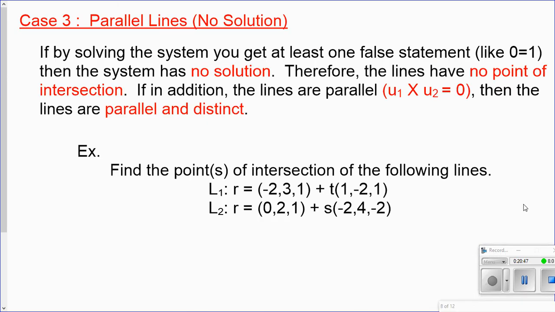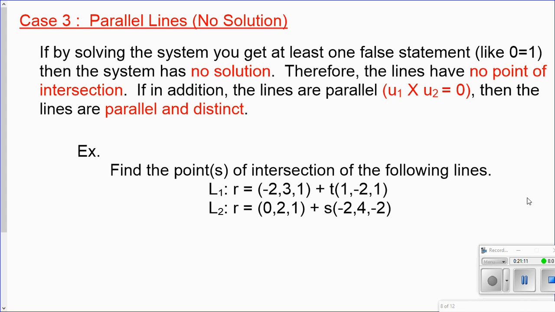Okay, moving on. The third case is parallel lines. The two lines are parallel. They'll be separate lines, so they'll be parallel and distinct. In this case, there's going to be no solution. So this happens when we try and solve a system and we get at least one false statement, like the statement 0 equals 1. Then the system has no solution, and the lines don't intersect. They're parallel, but they don't intersect.